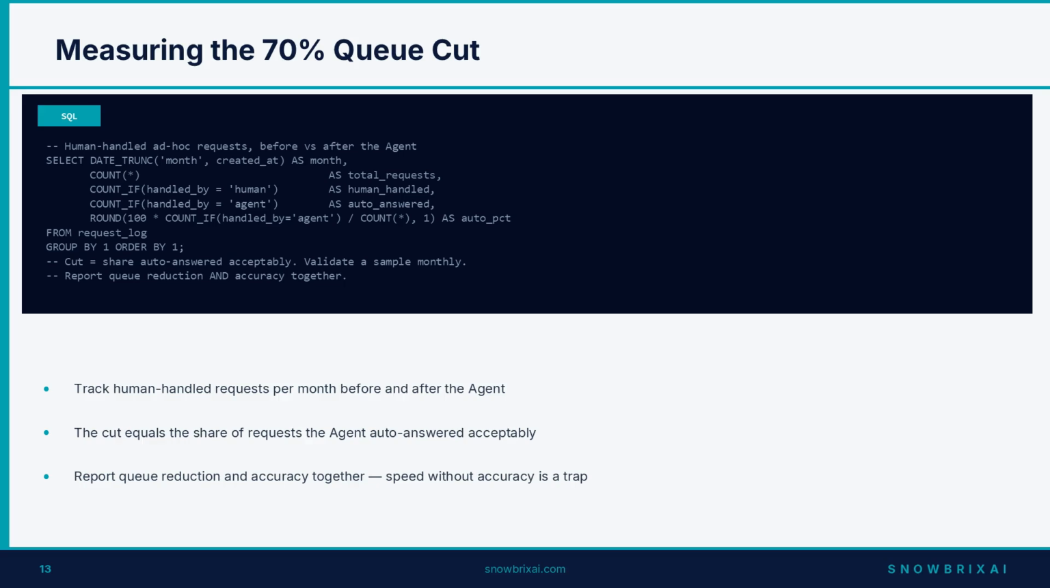This query counts them: total, human handled, auto answered, and the auto answer percentage. The cut equals the share the agent answered acceptably. Validate a sample of those auto answers monthly to keep the gate honest, and always report the queue and the accuracy together. Speed without accuracy is a trap. The request log is the receipt.